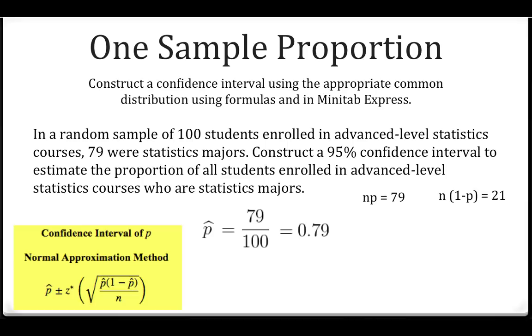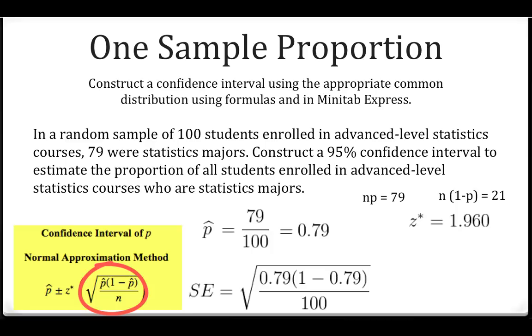The z multiplier we can get from a z distribution. We need the z-scores that separate the middle 95% from the outer 5%. In the table we saw earlier, the z multiplier for a 95% confidence interval is 1.960. Once we have these values, I like to begin by computing the standard error. The standard error is in the parentheses here, square root of p hat times 1 minus p hat divided by n. Plugging in our value of p hat and our sample size of 100, we have a standard error of 0.041.